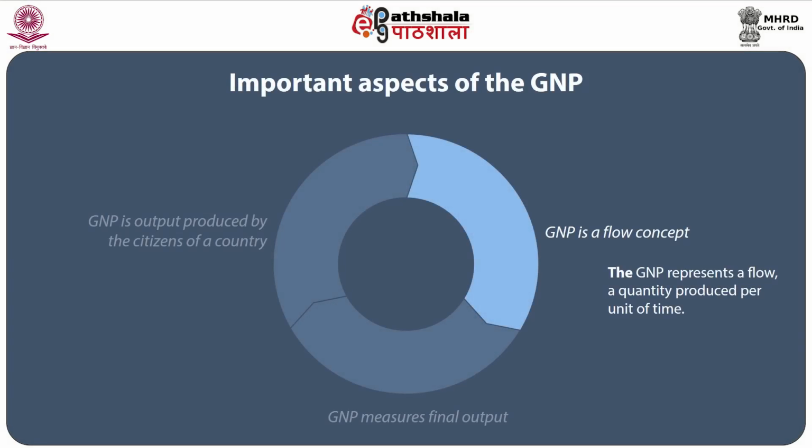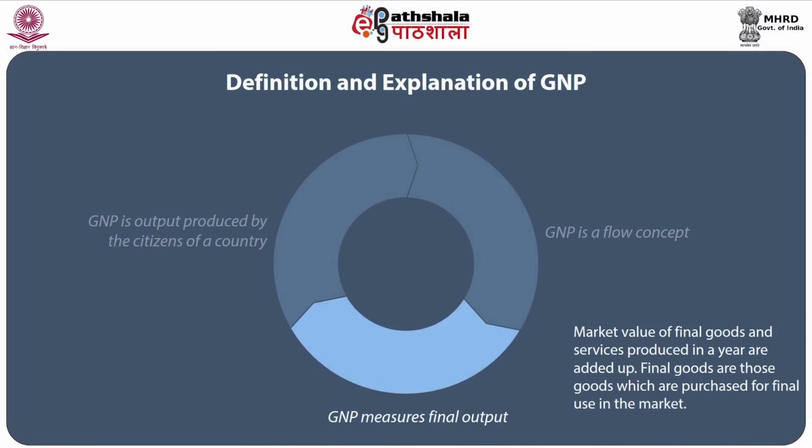We should remember the following aspects about the GNP. The GNP is a flow concept. The GNP represents a flow. It is a quantity produced per unit of time. It is the value of final goods and services produced in a country during a given time period. The GNP measures final output. While calculating the GNP, the market value of only final goods and services produced in a year is added up. Final goods are those goods which are purchased for final use in the market.